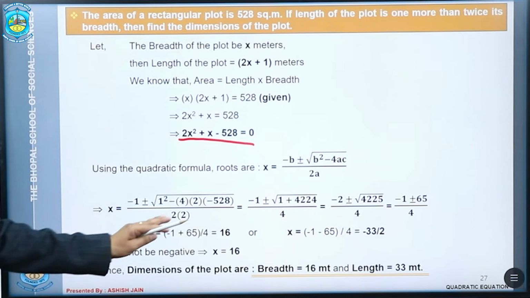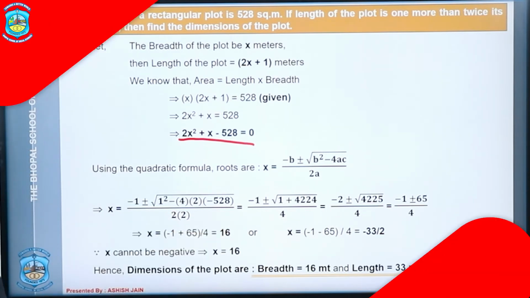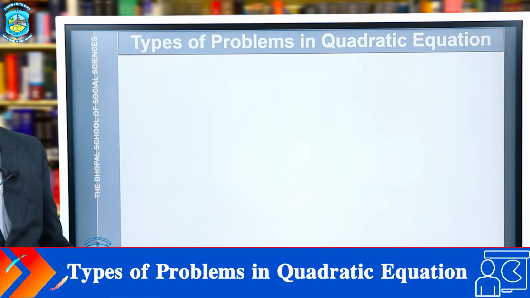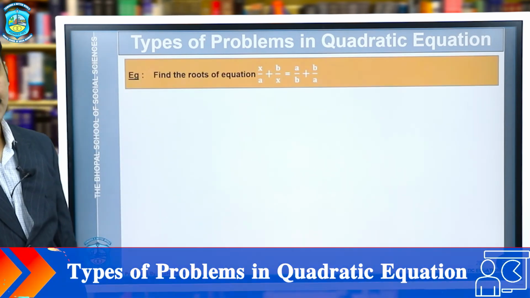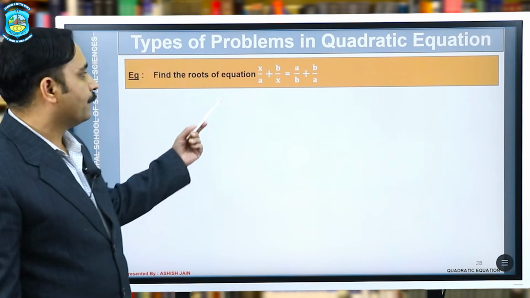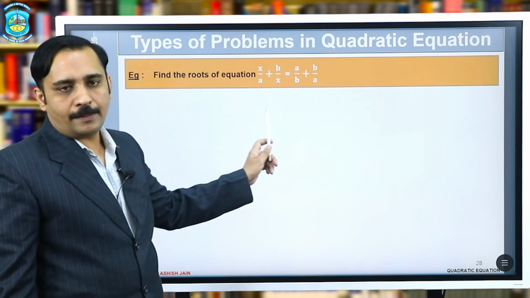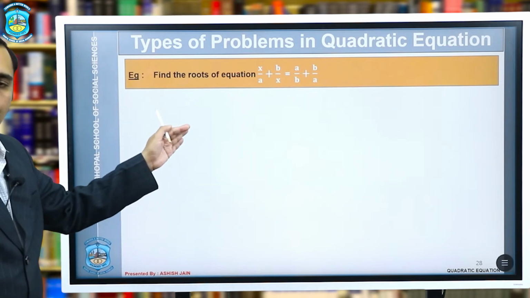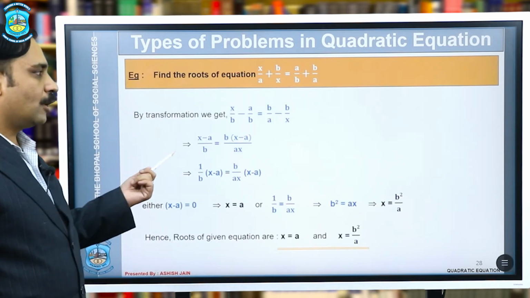Hence, length and breadth are 16 as well as 33 meters. Now we will see some more types of problems that may come in quadratic equation. The first problem is like this. We have to find roots of this equation. It is not apparently quadratic, but at a later point it will turn out to be a quadratic equation. So let us now solve this.